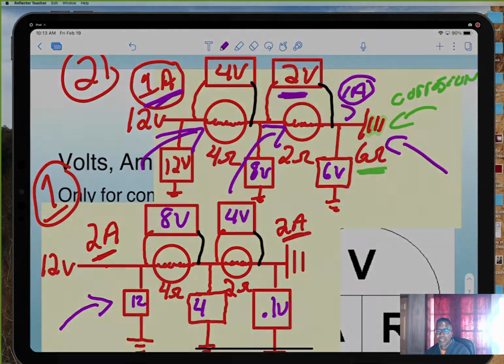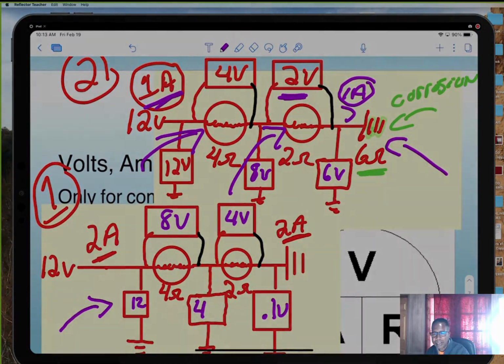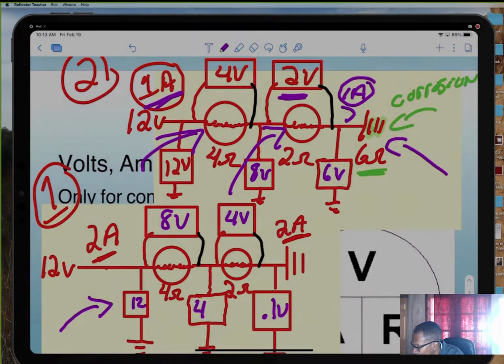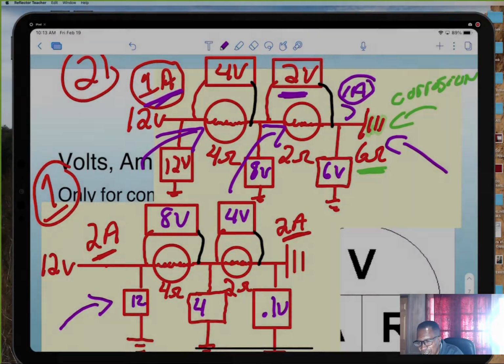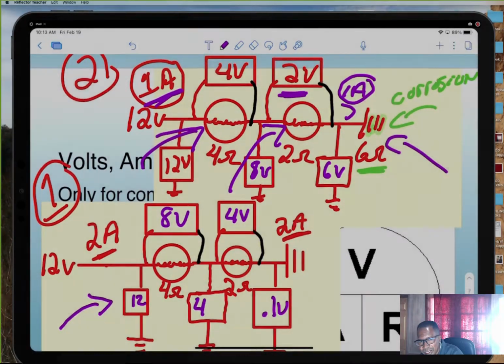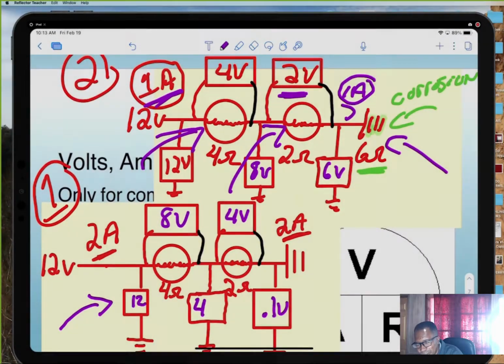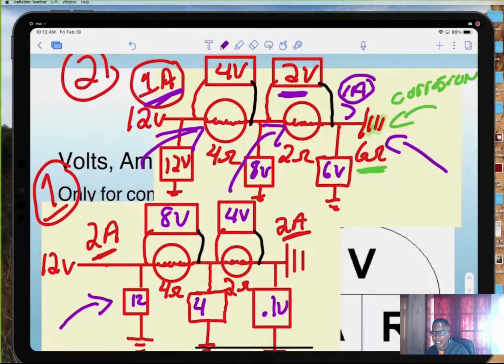So let me ask you this question. Since we got 6 volts on the ground side, how would those 2 load devices act, since they're lights? Low. They would be low. The bulbs wouldn't be as bright as they should be. Exactly. They'd be dim.